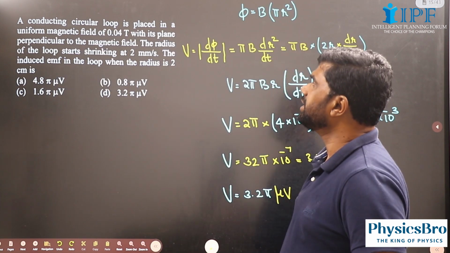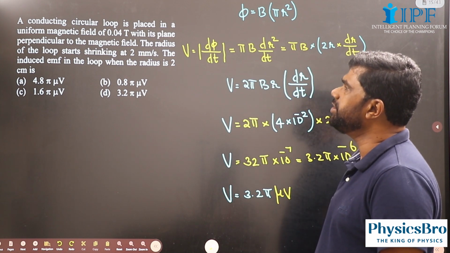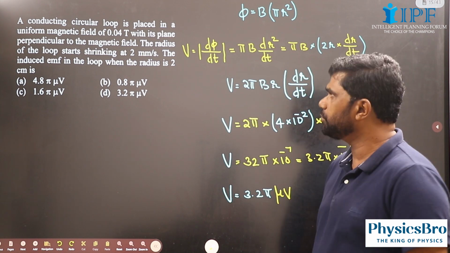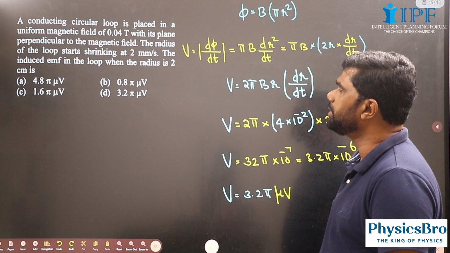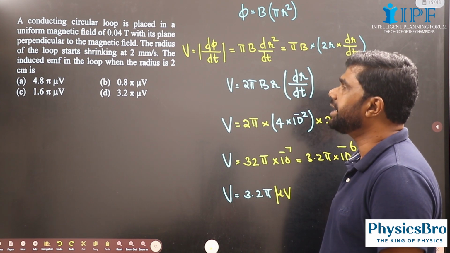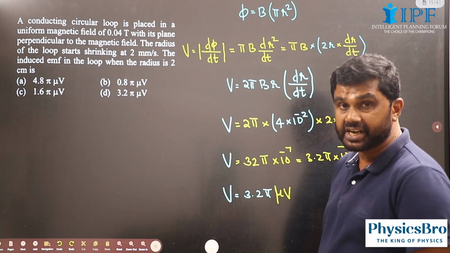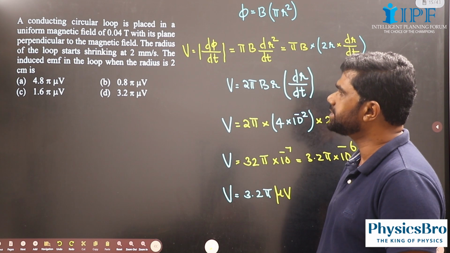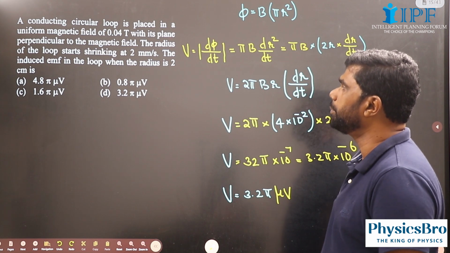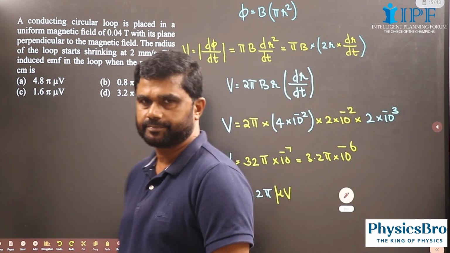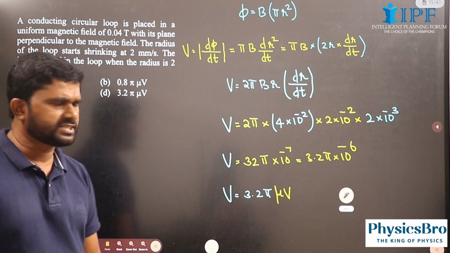A conducting circular loop is placed in a uniform magnetic field of 0.04 Tesla with its plane perpendicular to the magnetic field. The radius of the loop starts shrinking at 2 millimeter per second. Find the induced EMF in the loop when the radius is 2 centimeter. A similar question we have just done.